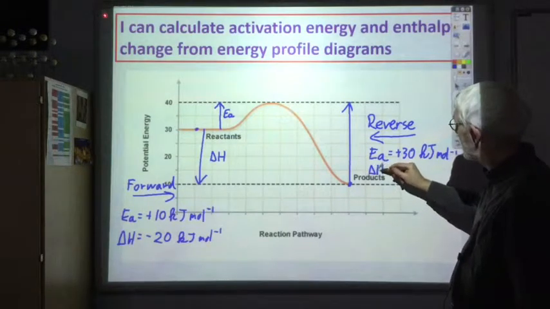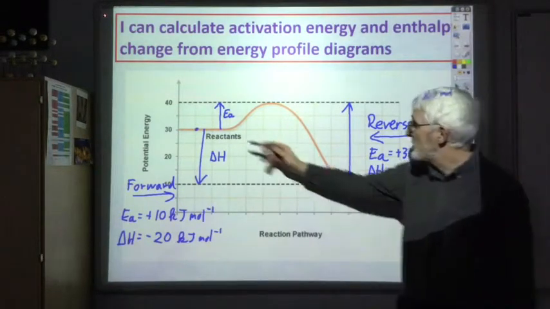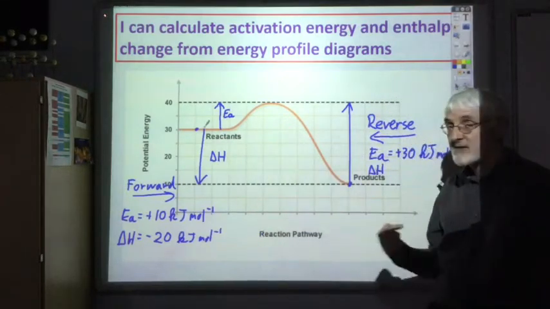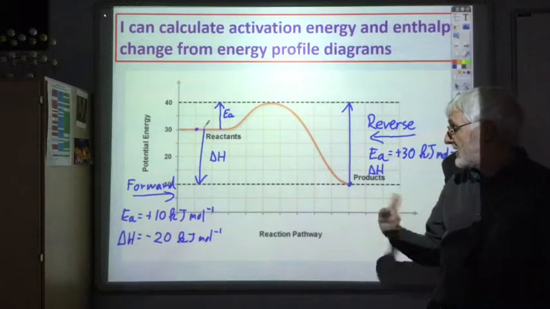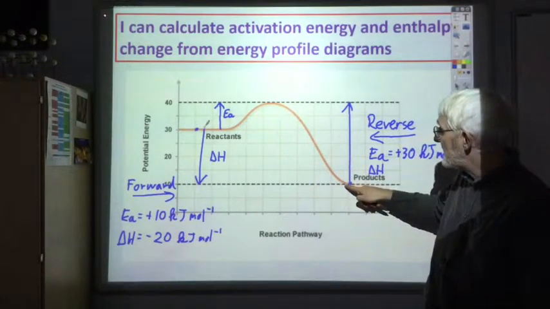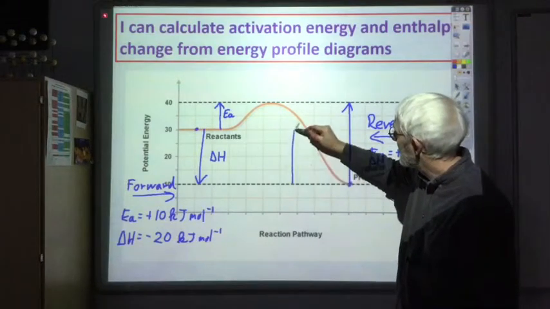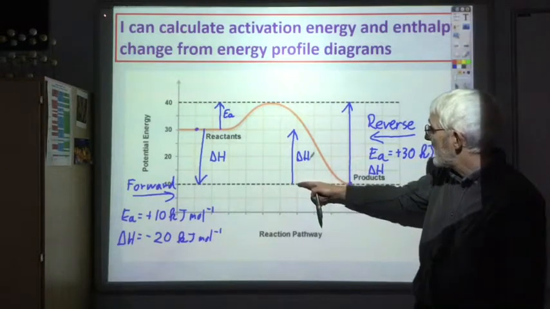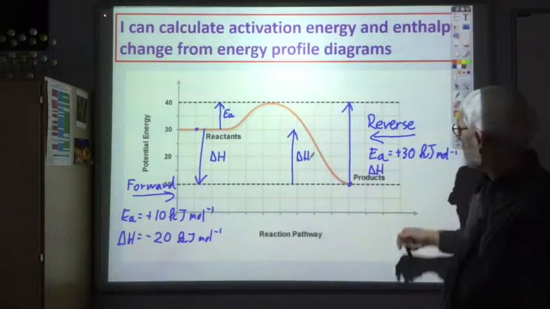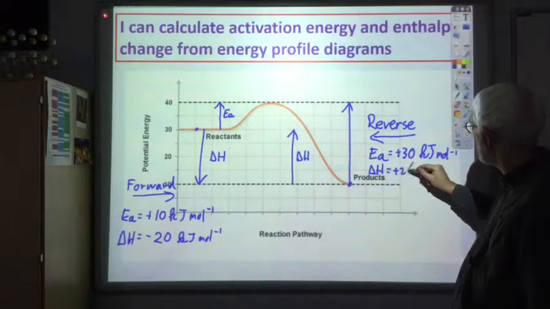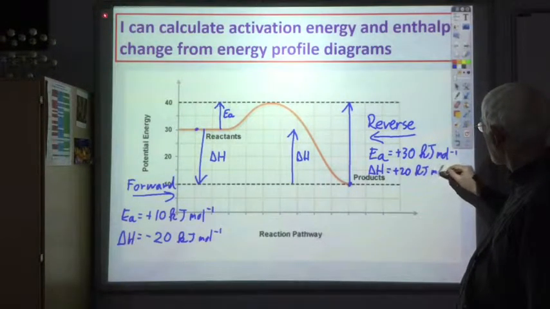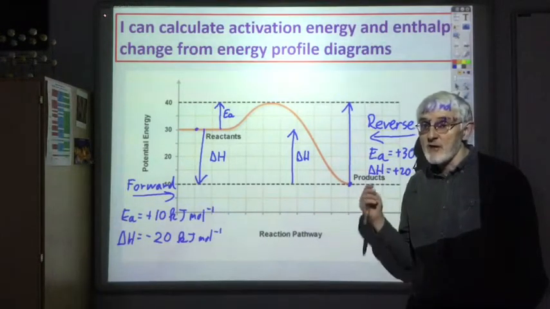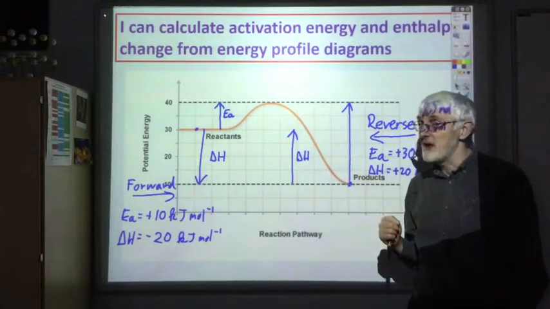Delta H for the reverse reaction is from where we start to where we finish. So the magnitude of delta H is the same for the exothermic and endothermic. It's just the sign that changes. So we're going from 10 to 30. That's delta H for the reverse reaction. So it's plus 20 kilojoules per mole. Okay. So make sure you can work out activation energy and enthalpy change for the forward and reverse reactions from potential energy diagrams.